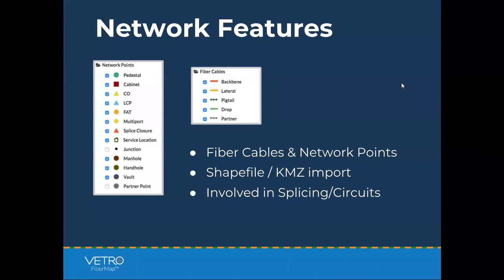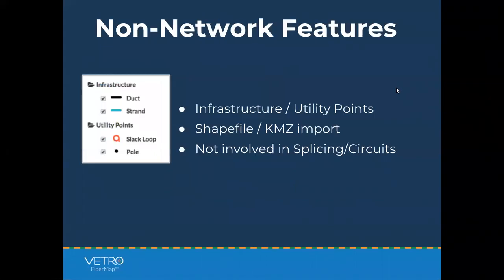The second aspect that we will be looking at here will be our non-network features. These will include your infrastructure and utility points, mainly your ducts, slack loops, and poles. But they will not be contained in your splicing and circuitry. If you're thinking about a comparison between the network and non-network features, the network features are essentially your main cast, whereas your non-network features are the supporting cast for the network features.